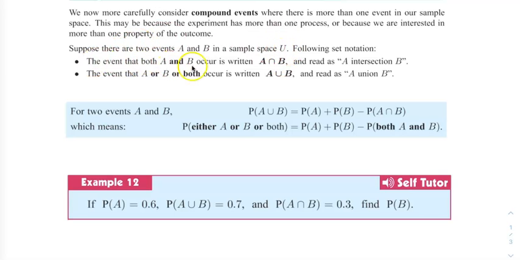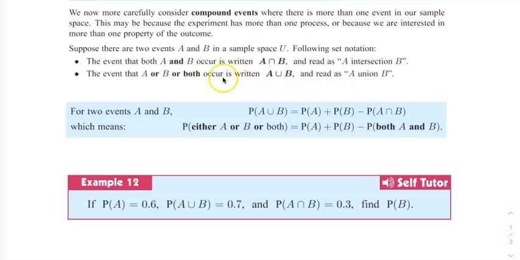The event that both A and B occur is written A intersection B, where that little upside down U means intersection. So again, this is where A and B overlap. It's called intersection. So A and B both occur. In the event that A or B occurs, so A could occur, B could occur, or they could both occur, we write that as A union B. There's a little U for union.